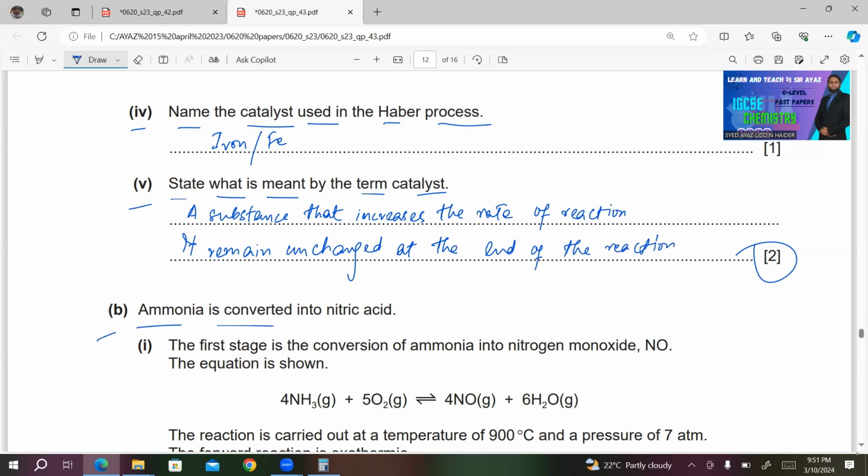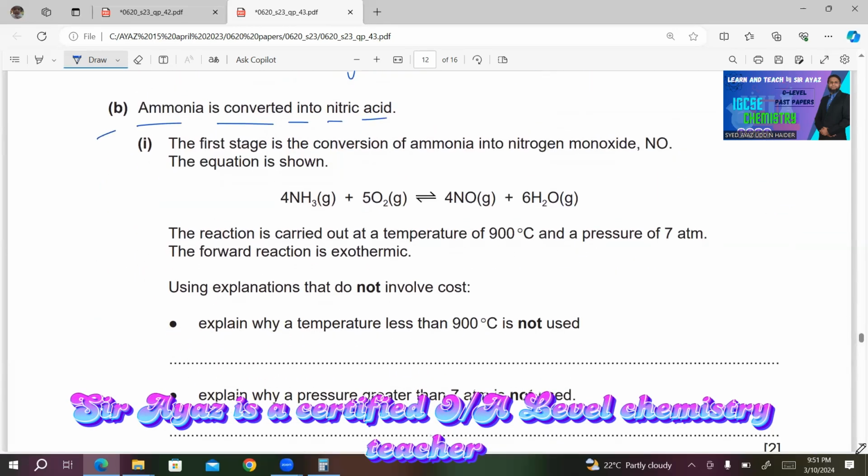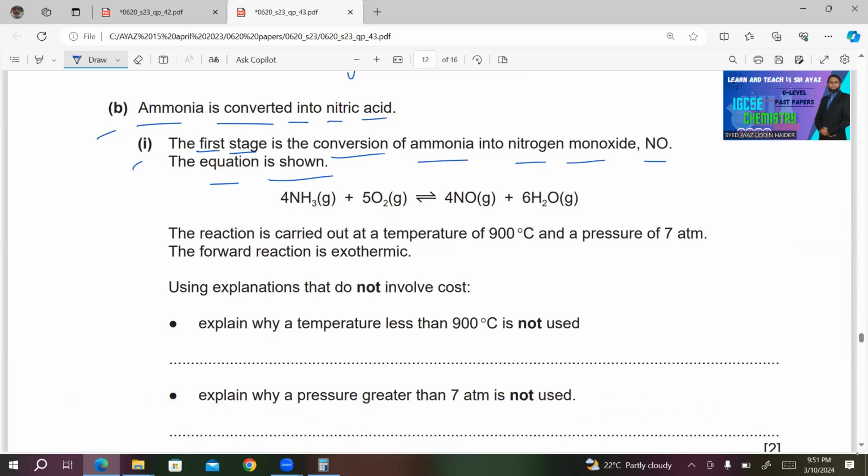Part B, ammonia is converted into nitric acid. Number one, the first stage is the conversion of ammonia into nitrogen monoxide, NO. The equation is shown. 4NH3 gas plus 5O2 gas gives 4NO gas plus 6H2O gas. The reaction is carried out at a temperature of 900 degrees centigrade and a pressure of 7 atm.